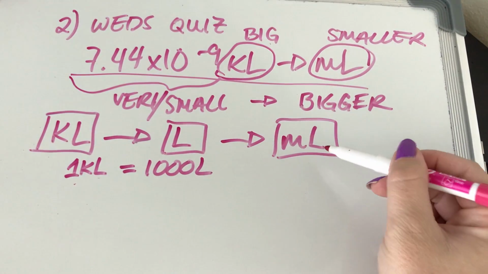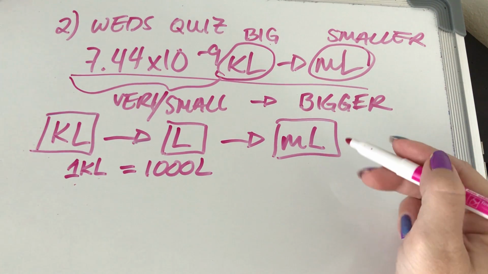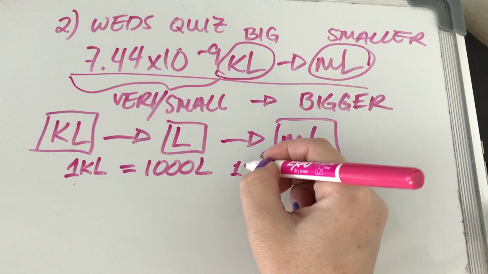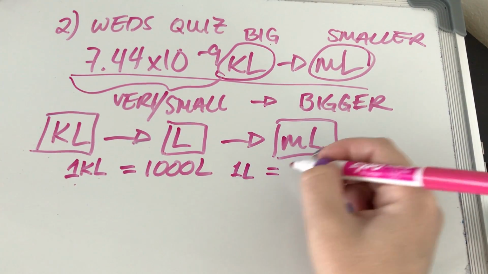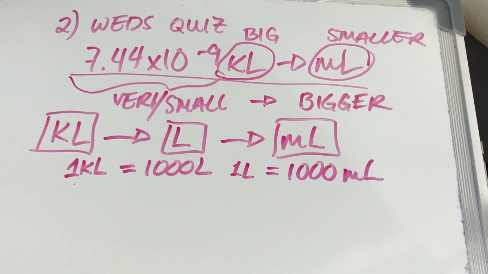So thinking about going from liters to milliliters, which one is the bigger unit there? Liters, right? So we should have 1 liter for every 1,000 milliliters. And I had that thought right. Yeah. No worries, no worries.